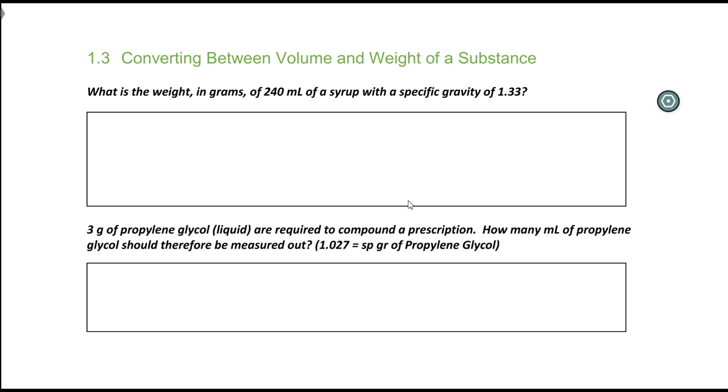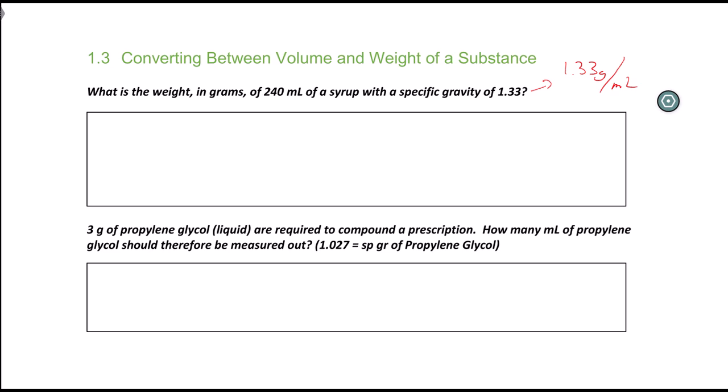So the first question says, what is the weight in grams of 240 mLs of a syrup with a specific gravity of 1.33? How do you approach these problems? You always look at the specific gravity, and in your mind, you're going to convert this to density, and you're going to say 1.33 grams per ml. That's what you're going to use, right? So you've got specific gravity, which we're going to look at as equaling density. So we put the units of 1.33 grams per ml. And it says, how much does 240 mLs of a syrup weigh if that's the specific gravity, right?